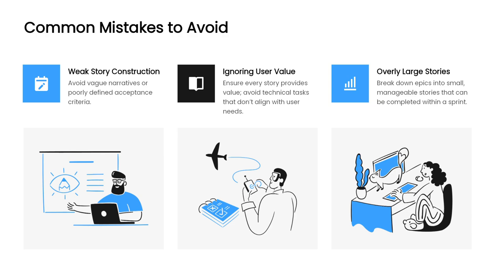Okay, perhaps the most common issue is creating an overly large story. These are difficult to estimate, often span multiple sprints, and delay the feedback. Remember, smaller stories reduce the risk and increase your ability to deliver consistently.